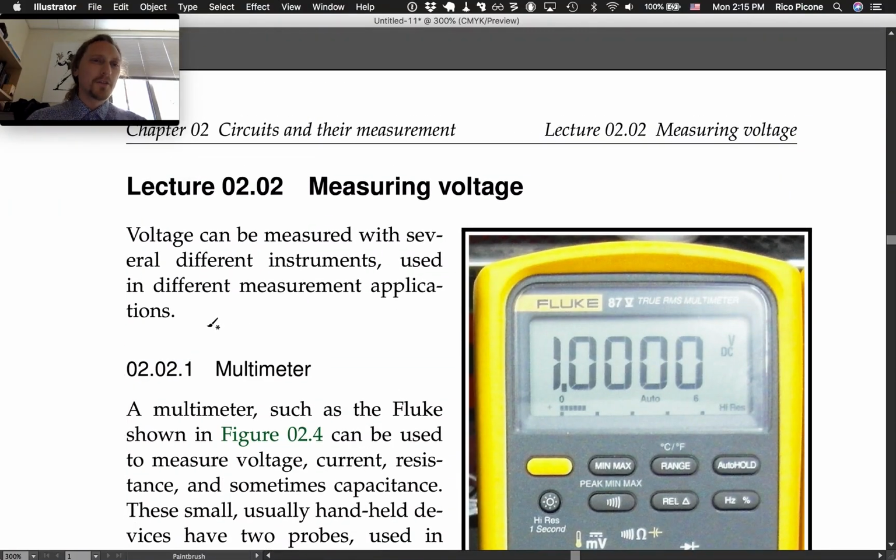Okay, Lecture 2.2, Measuring Voltage. Voltage can be measured with several different instruments, used in different measurement applications. The first we'll talk about is the multimeter.